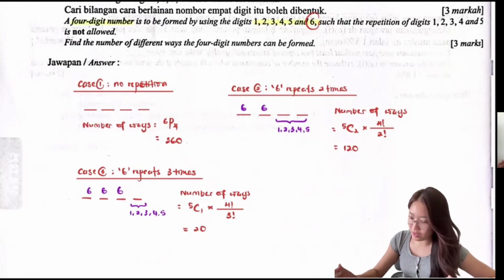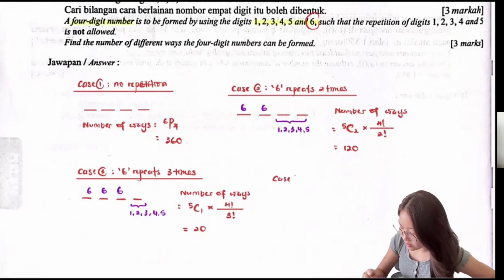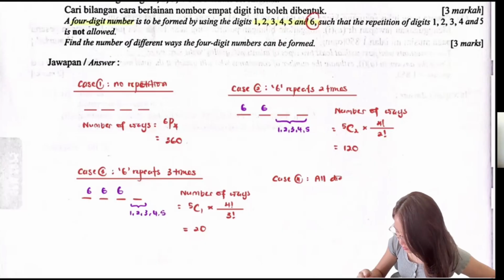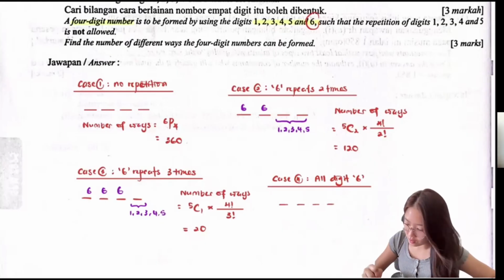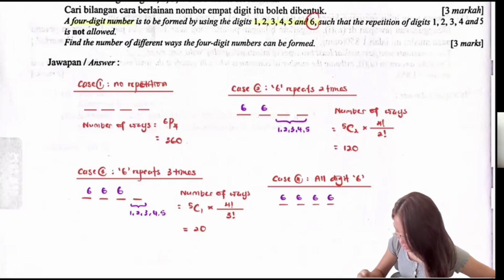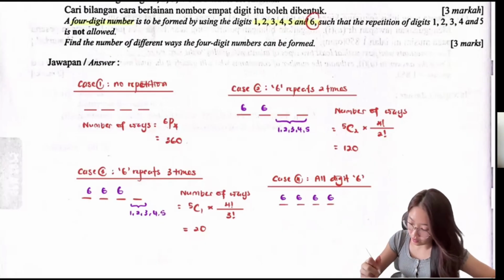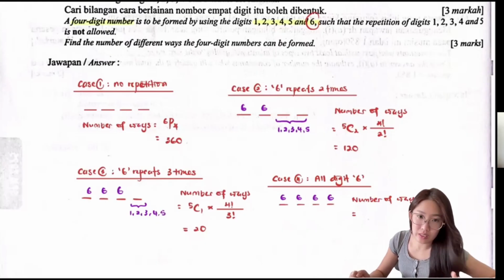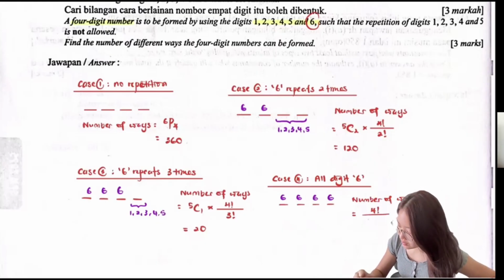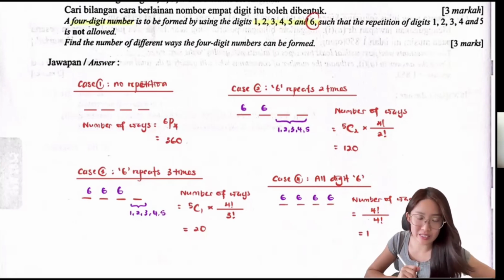Okay, then there's one more case, where they are all digit 6. 1, 2, 3, 4, all 6, 6, 6, 6. Number of ways to arrange this, very simple. All the number 6, right? 4 factorial, divide by 4 factorial. 1 way to arrange this.